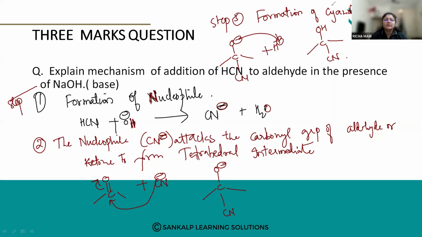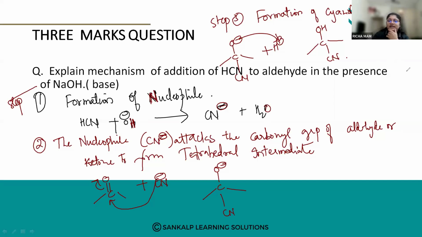So, explain the mechanism of addition of hydrogen cyanide to aldehyde in the presence of NaOH. First step, formation of nucleophile. You are reacting your hydrogen cyanide with your OH minus. You are going to get CN minus. Base will attack the hydrogen cyanide and you are going to get cyanide ion plus water molecule. So nucleophile is generated. Then the nucleophile, that is cyanide ion, will attack the carbonyl group of the aldehyde or ketone, and it will form a tetrahedral intermediate.